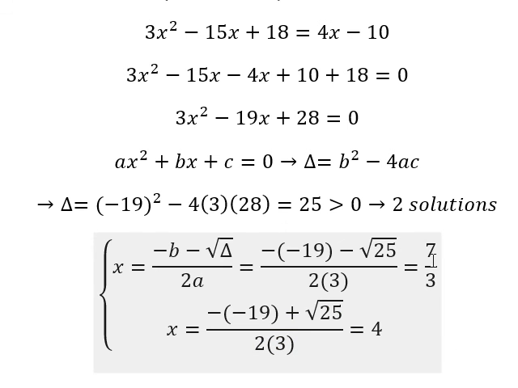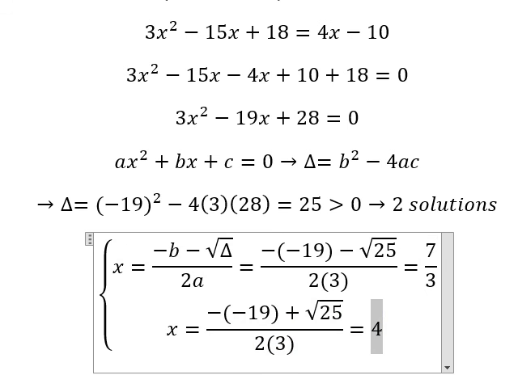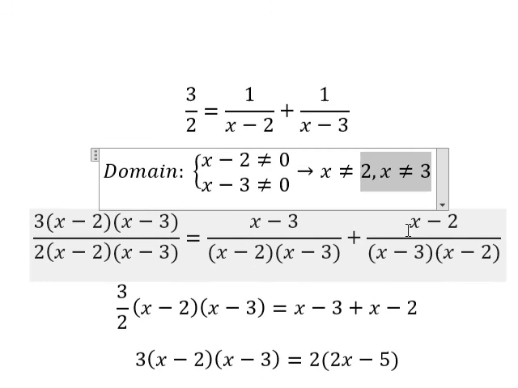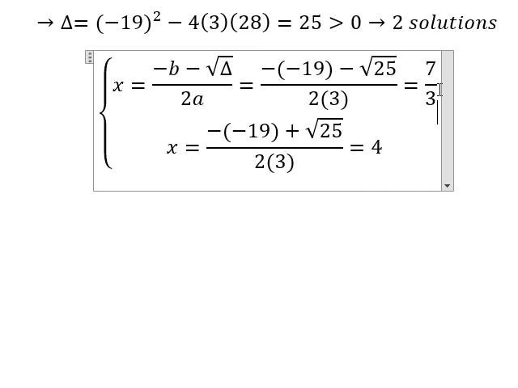So we see that this number and this number are not the same as 2 and 3. So we can accept all of them.